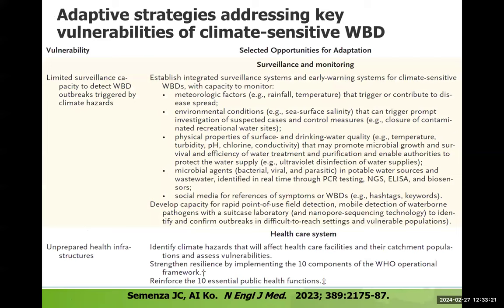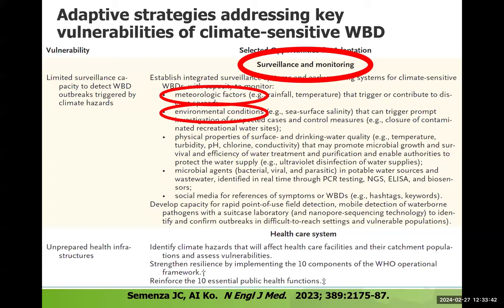And in this table here, in the same paper that I mentioned earlier, we list a number of adaptation options. And what we can do for surveillance and monitoring, for example, is to set up systems where we monitor meteorologic conditions, such as rainfall and temperature. Or we can set up systems that monitor environmental conditions, such as salinity, sea surface salinity in ocean water, or microbial agents, where we monitor bacteria, virus, or parasites in the water supply.